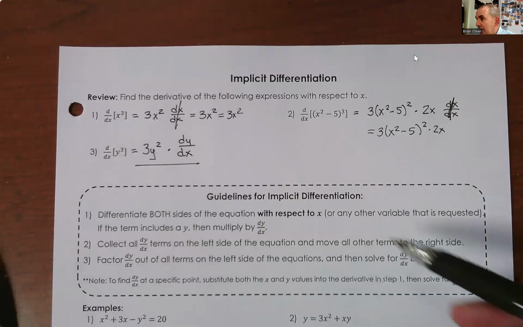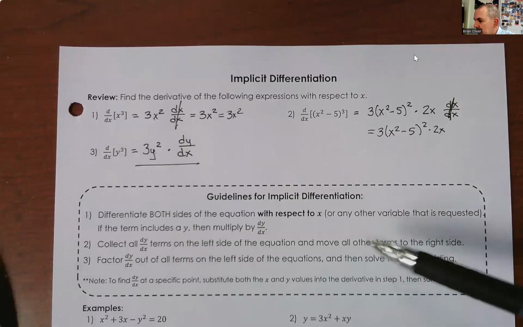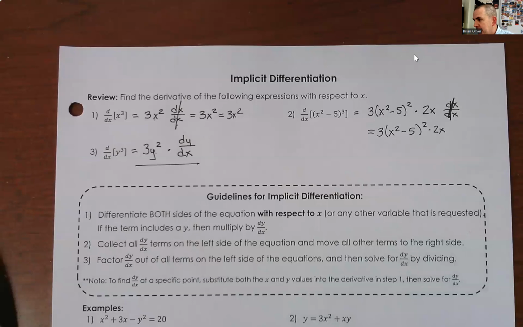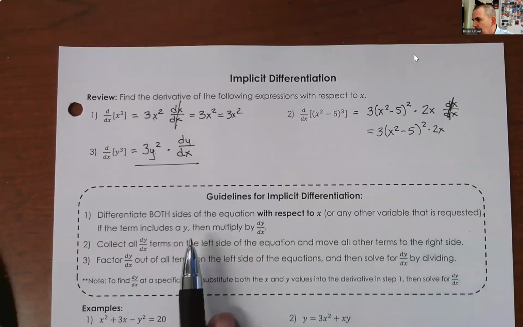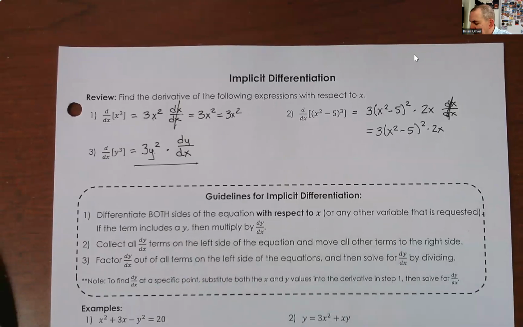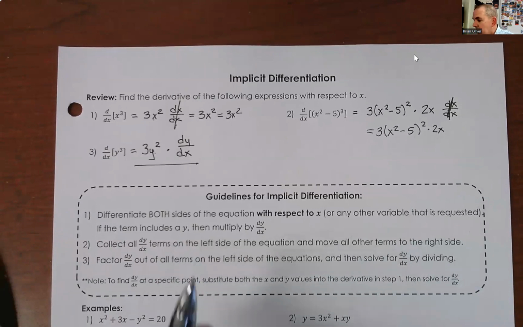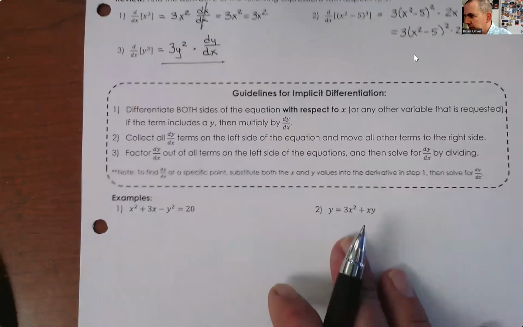Now, to work through an actual implicit differentiation problem, you're going to differentiate both sides of an equation with respect to x, or whatever variable I ask. If a term includes a y, then we're going to multiply it by dy/dx. We're going to collect all the dy/dx terms on the left side, get everything else on the right side, factor out the dy/dx, and solve our equation. Let me walk you through this logic.